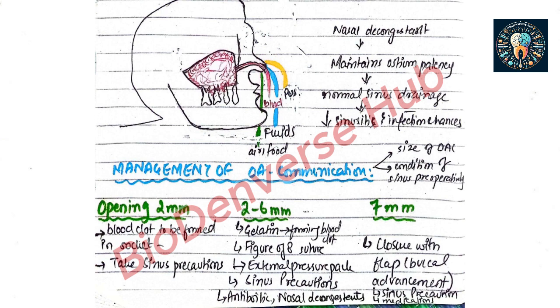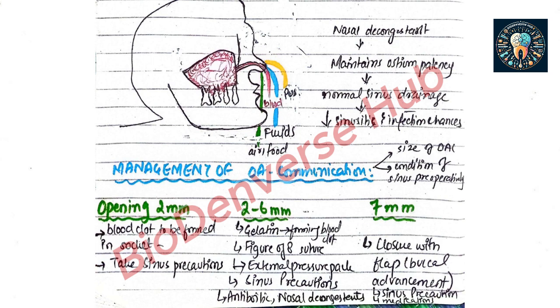And if the opening is 2 to 6 mm, in that case we need to place a gelatin sponge that will form the blood clot. Also we need to place a figure of 8 suture around the socket and an external pressure pack, and the patient is asked to take sinus precautions. We will also be prescribing antibiotics and nasal decongestants.